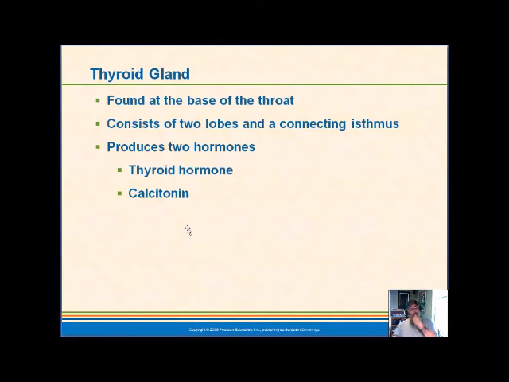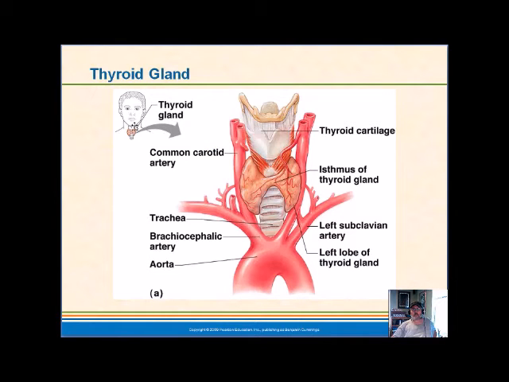Now, the thyroid gland is found at the base of the throat, and it has two lobes, and produces two hormones, which are thyroid hormone, which is a general regulator of metabolism, and then calcitonin, which is involved in calcium maintenance. So here's the thyroid gland in the neck, and you can see two lobes, one here, and a little isthmus that connects the two.